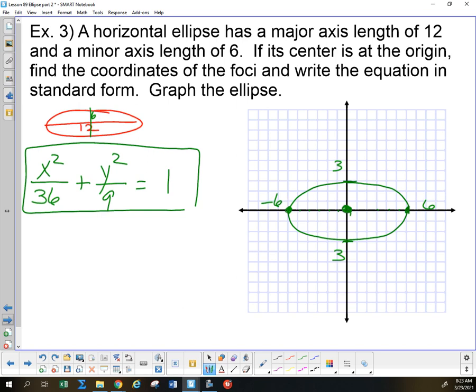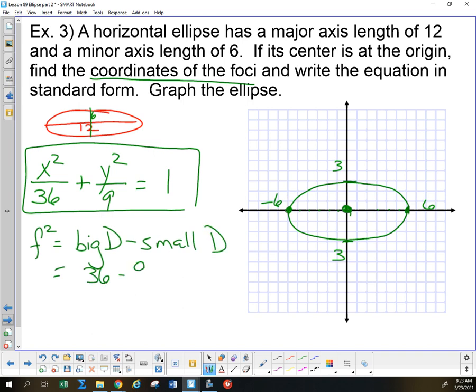Find the actual coordinates of the foci. Whether they end up being nice numbers or messy numbers, I need to find something comma something to have coordinates. So I'm going to write down f squared is big D minus small d. So 36 minus 9 gives me what, 27? And if that is f squared, f needs to be the square root of 27, which would be 3 root 3.